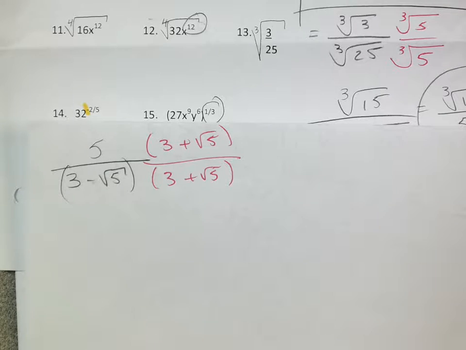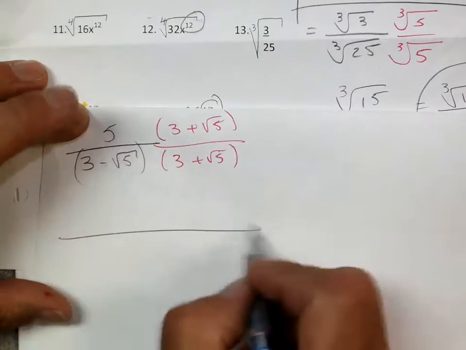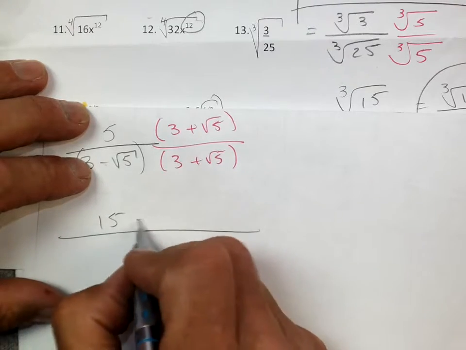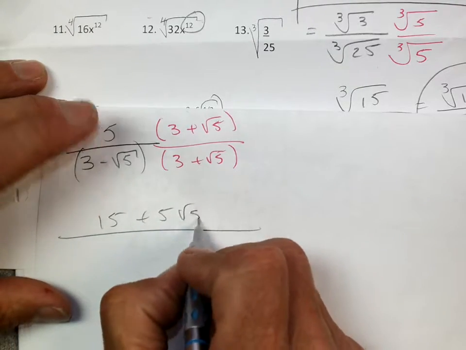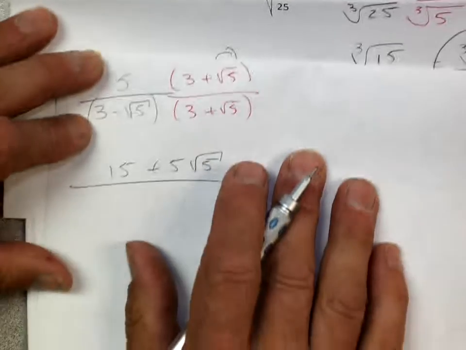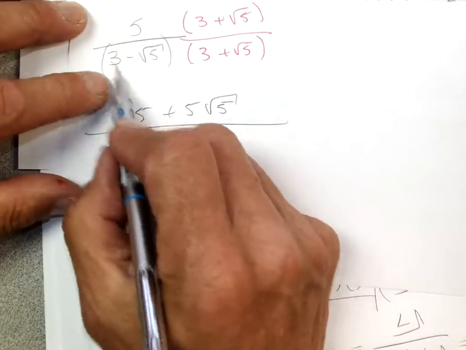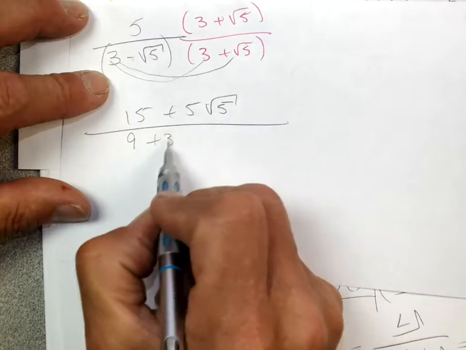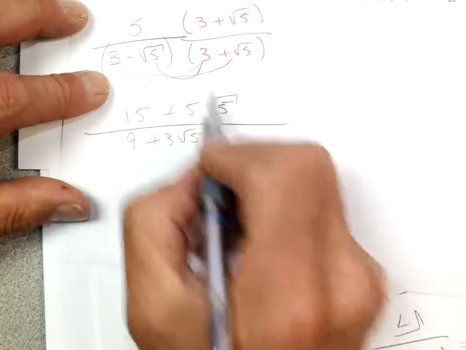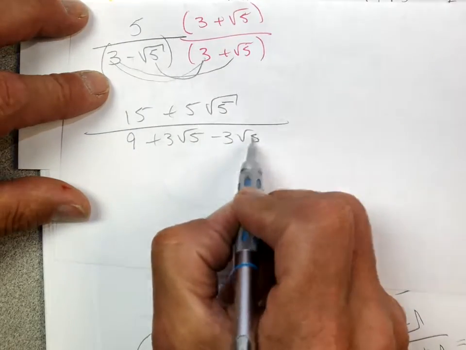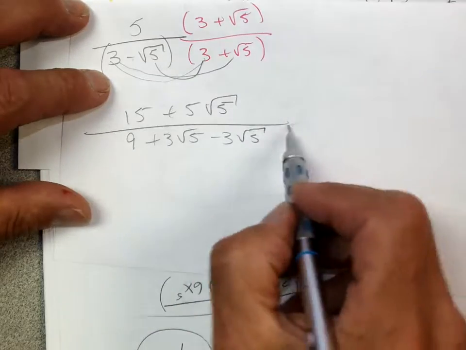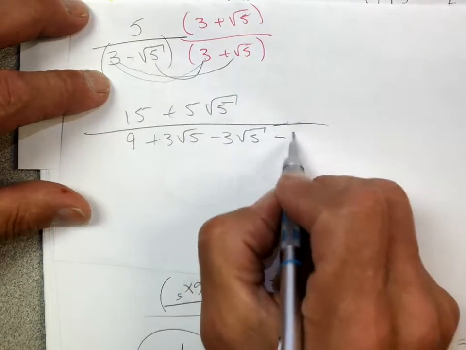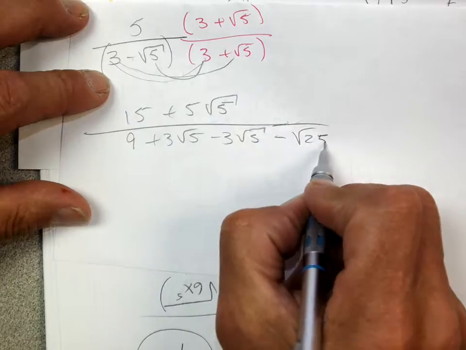Now watch why that helps us, okay? So on top, you get a 15 plus 5 square roots of 5. But on the bottom, check it out. This is why we do the conjugate. Okay, I'm going to FOIL it. 9 plus 3 square roots of 5 minus 3 square roots of 5. Oh, I like that because those are going to cancel, right? That's why we do it. And then we get a minus the square root of 25, but that just becomes a regular 5.